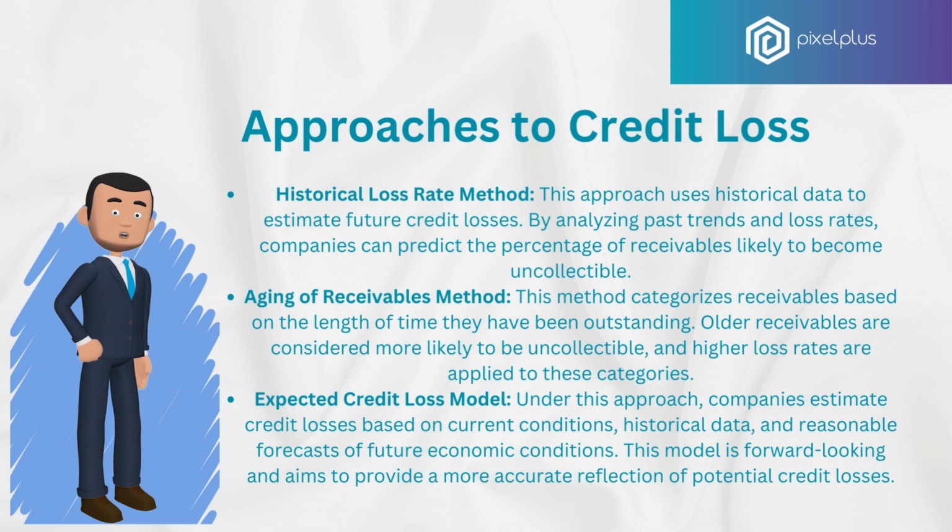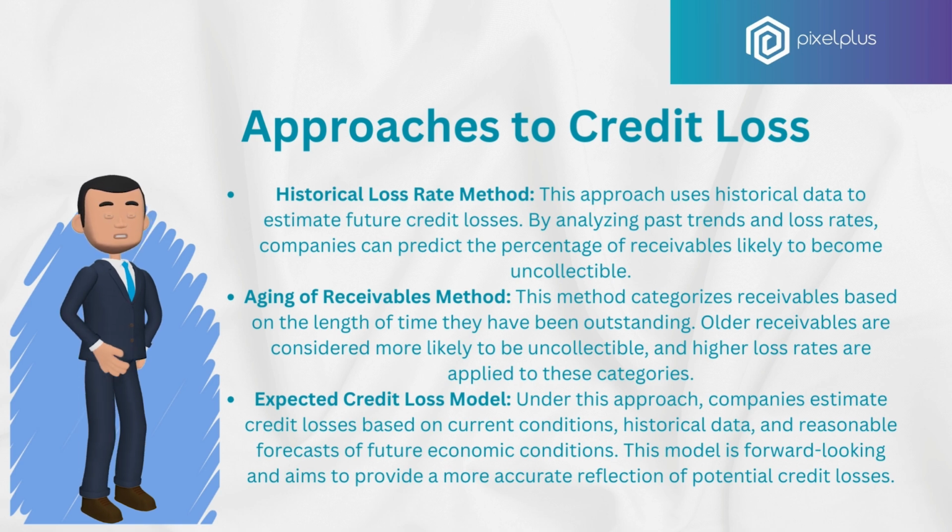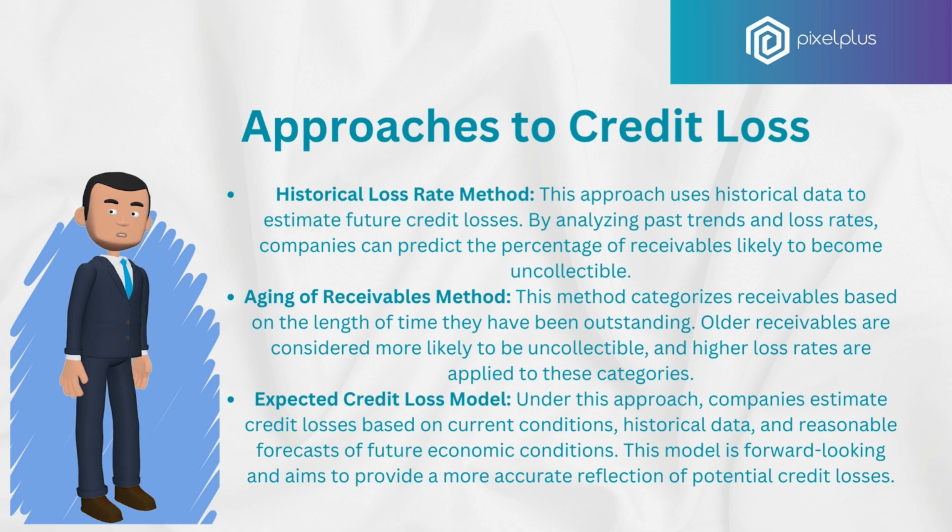4. Apply to current period. Multiply the average historical loss rate by the current period's total credit sales to estimate the allowance for doubtful accounts. For instance, if the average loss rate is 2% and current credit sales are $600,000, the estimated bad debt expense would be $12,000. This method assumes that future credit losses will follow the same pattern as historical losses, making it effective in stable economic conditions but potentially less accurate during periods of economic change.